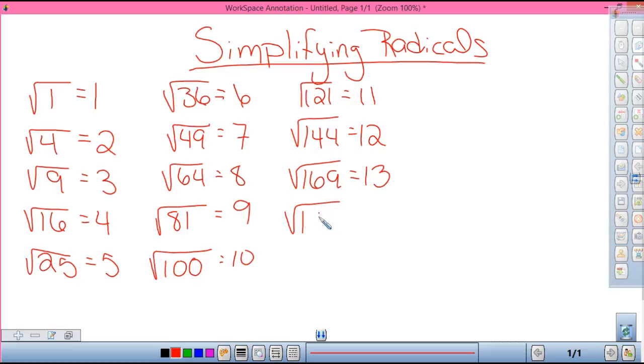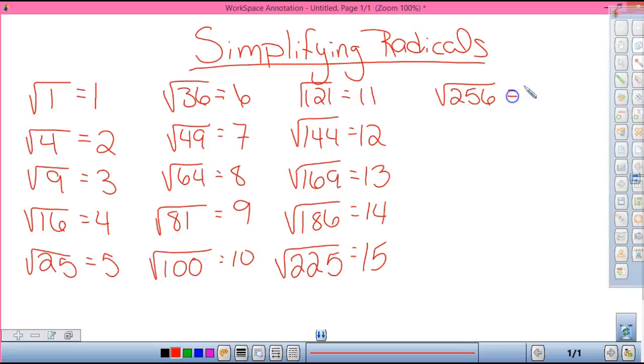14 is... get your calculator out if you don't know it. It's 196. 15 is 225. Okay, so you've got to bank another 5 in your memory here. What's 16? 256. Let's not just randomly call out numbers. 17 would be 289.